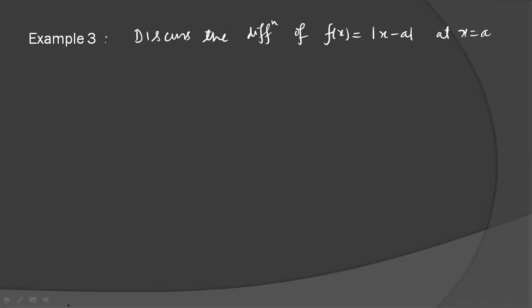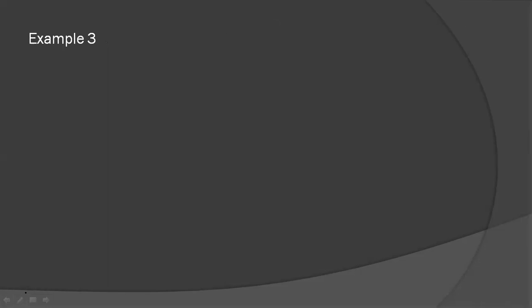Okay, we have some more examples related to differentiability. Discuss the differentiability of f(x) equal to mod x minus a at x equal to a. I have already discussed mod x at x equal to 0. If you put a equal to 0, you will get the same result. You can check it by graph also. Suppose a is any positive value, then the graph of mod x minus a will look like this, and it will not be differentiable at x equal to a.